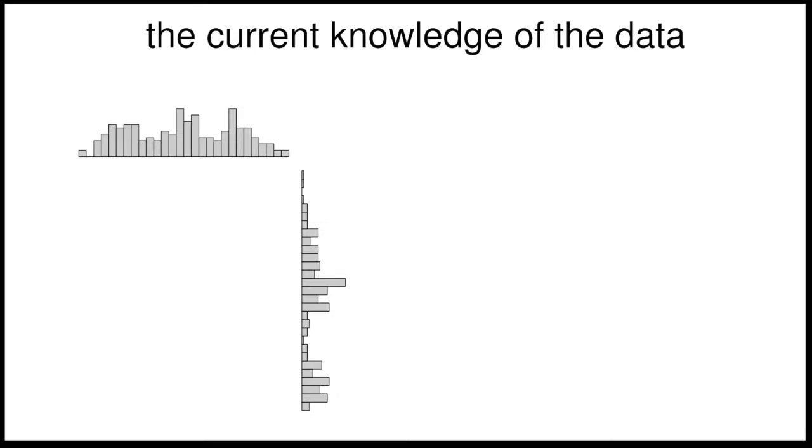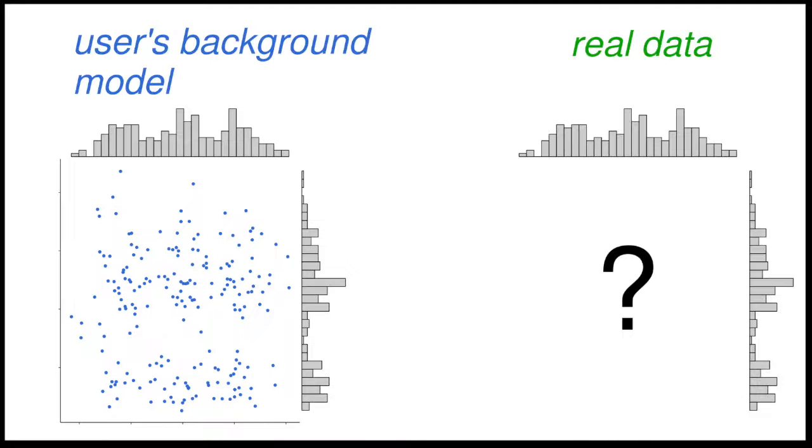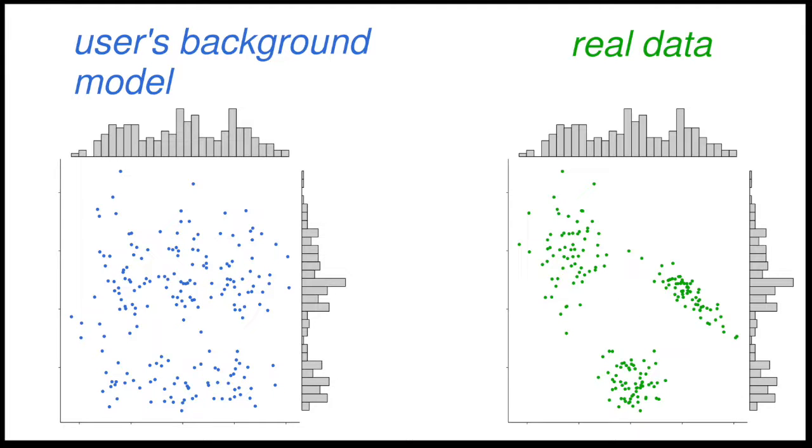Consider the following situation where we only know the marginal distributions of a dataset. A random sample that conforms to this knowledge looks like this. But this might not be what the actual data looks like. When we compare our assumptions about the data with the real data, we can see that these do not agree, and we have hence learned something interesting.